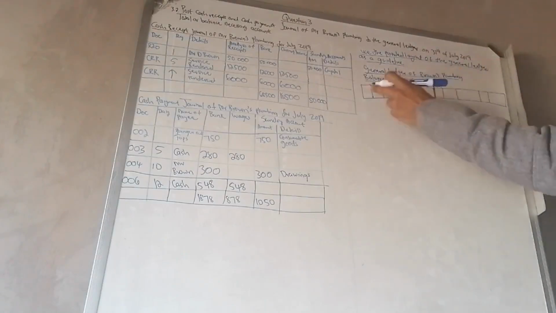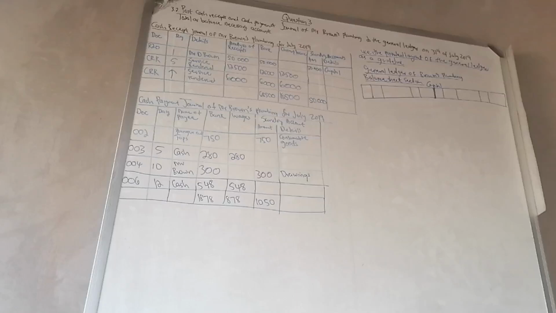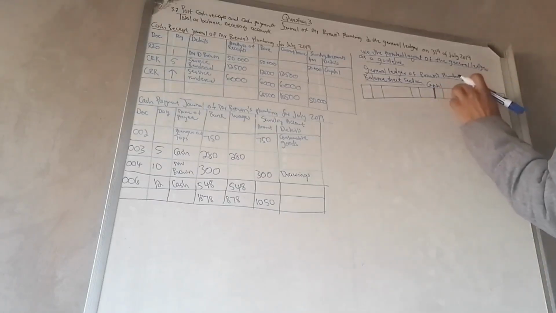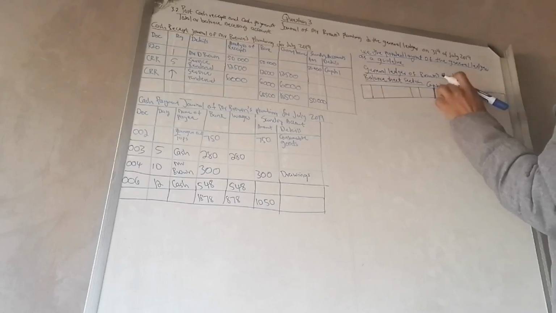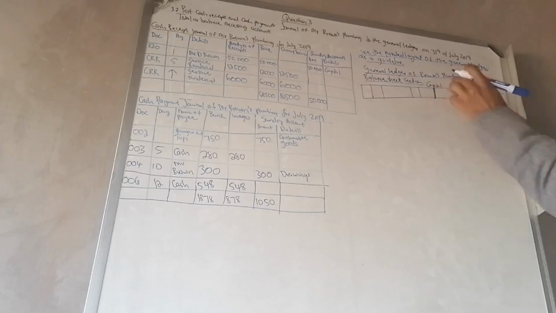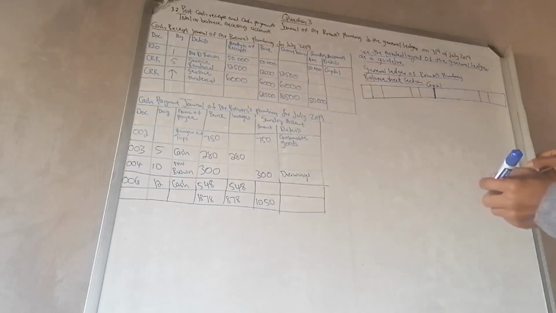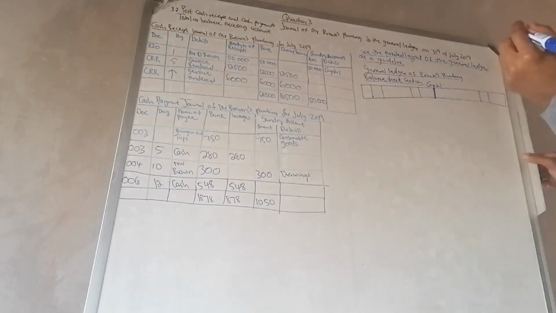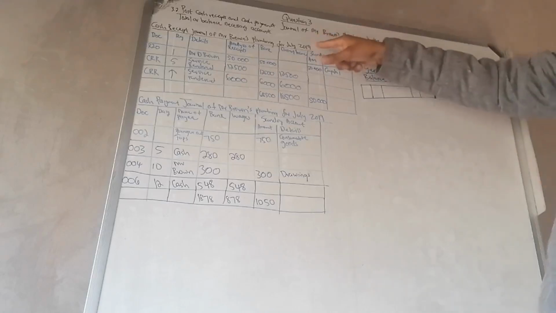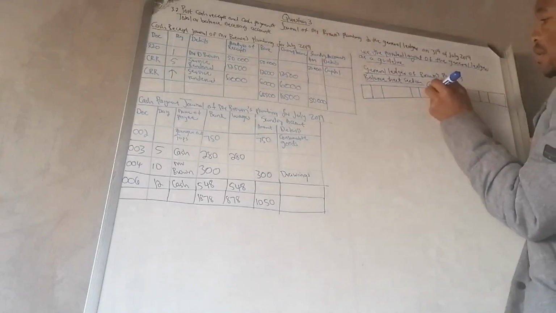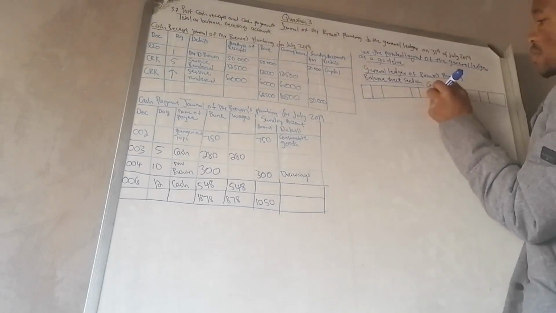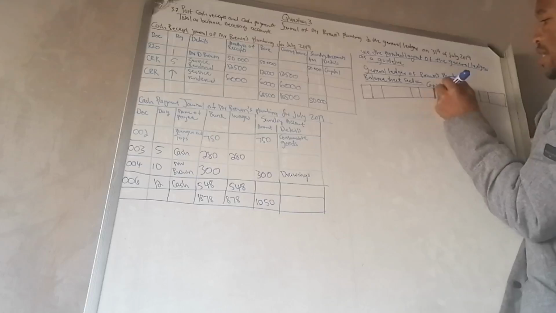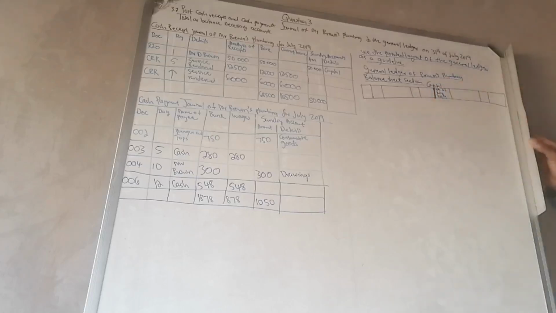There's nothing that you write on the side. What you only do, you give us the date. What was the date? On the 1st of July 2019. That is the date.